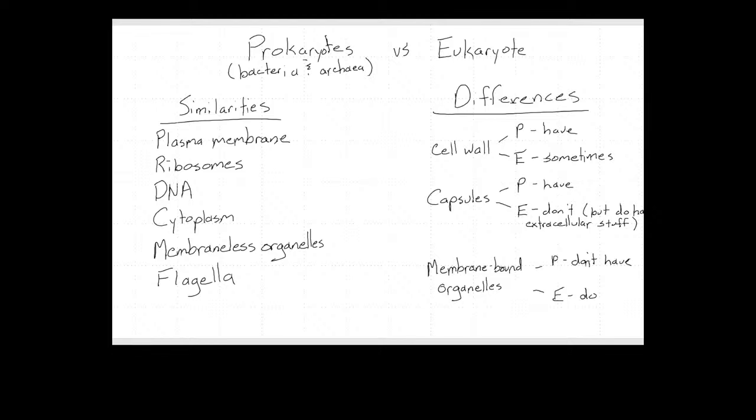Okay, so what are some differences between prokaryotes and eukaryotes? Well, cell walls. Prokaryotes, they have cell walls, both bacteria and archaea.